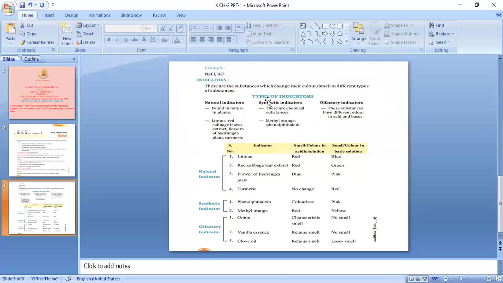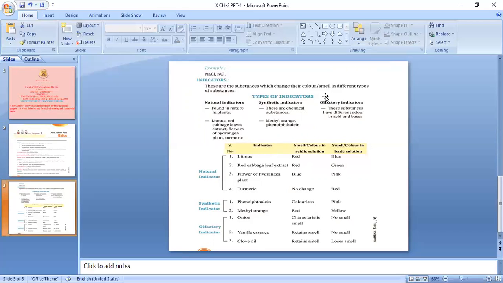Synthetic indicators. Synthetic indicators are those indicators which are obtained from chemical substances. They are synthesized artificially. So their origin is synthetic. Hence, they are known as synthetic indicators. Examples of synthetic indicators are methyl orange and phenolphthalein. These are the most commonly used indicators which we use in our chemistry lab.